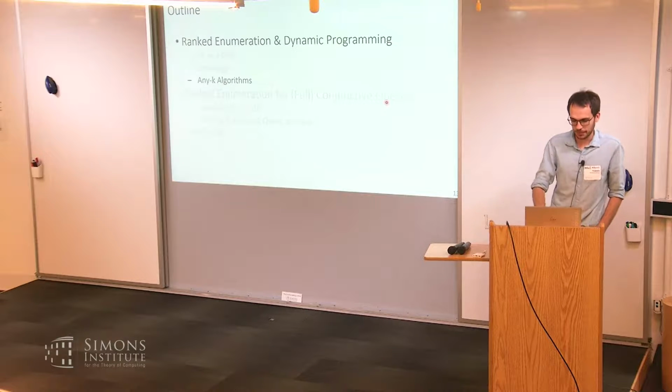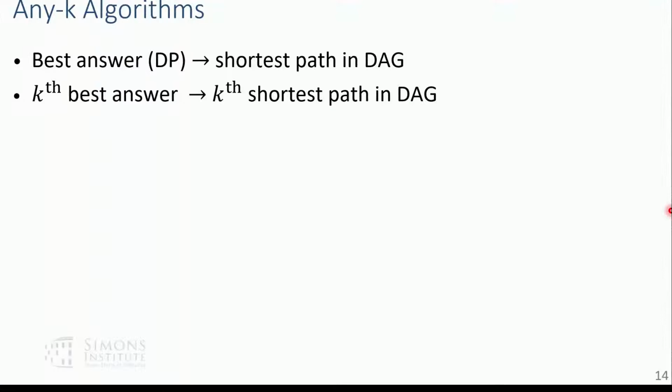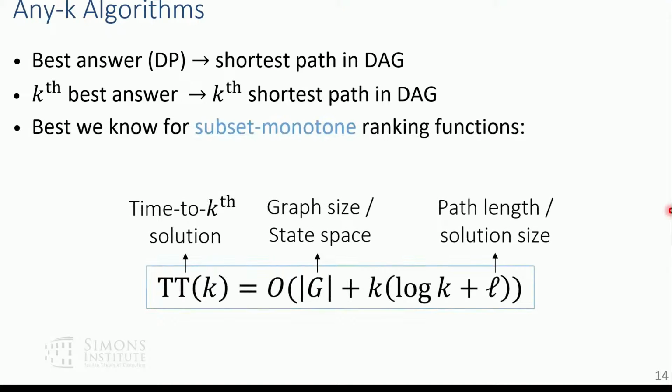Right, algorithms. So it shouldn't come as a surprise now that since we can see these problems as a DAG, in order to do ranked enumeration, we need to find the kth shortest path in the DAG. So essentially, we're talking about algorithms that can do this k shortest path calculation. And this is the best we can do for subset monotone ranking functions.